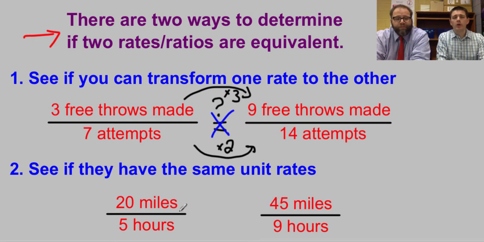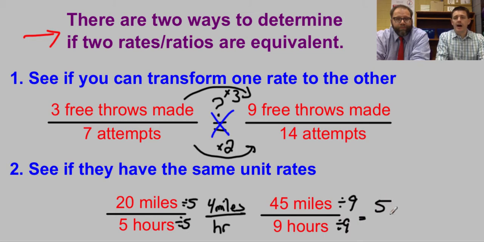So rather than going between fractions, we're going to deal with each one of them individually. 20 miles over 5 hours. To turn into a unit rate, we divide by our denominator. So I get 4 miles per hour. Do the same thing to our other one. 45 miles in 9 hours, so I divide by my denominator, and I get 5 miles per hour.